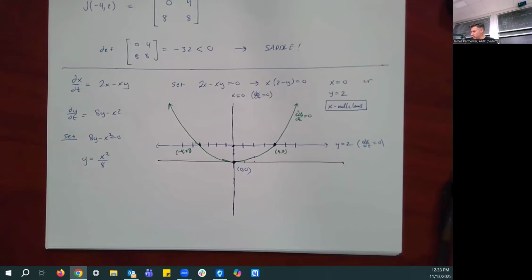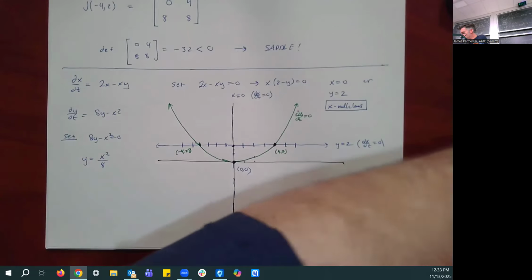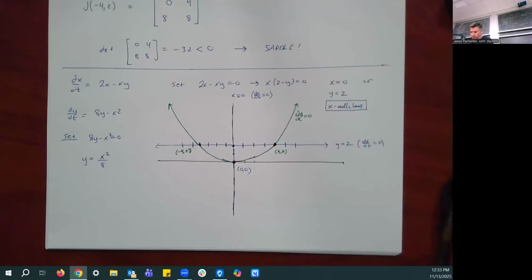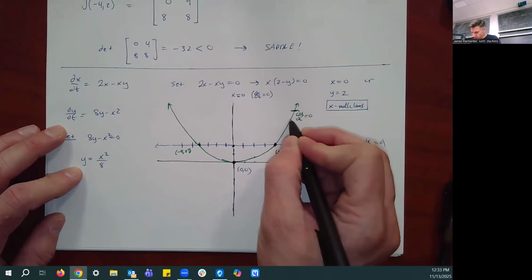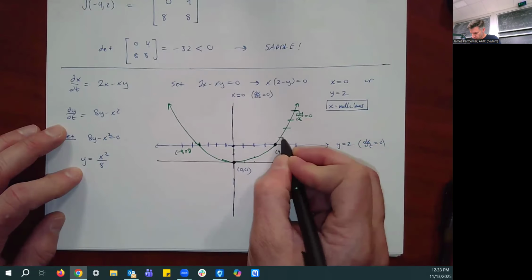Where'd you go? Other pen I was using. How do I lose a pen so easily? It's kind of impressive. There it is, right in front of my face.